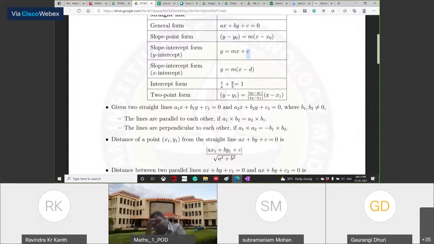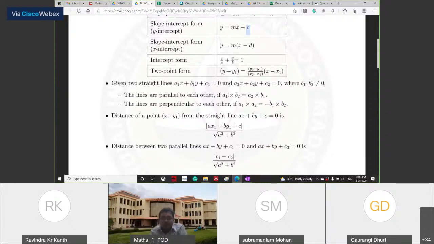After that, we have given you the conditions of parallel or perpendicular of the two lines. So two lines are parallel if a1 into b2 equals to a2 into b1. So basically, if the slopes are equal, then the lines will be parallel, and they will be perpendicular if the product of their slopes is minus 1. Okay. Having said that, there are a few other things.